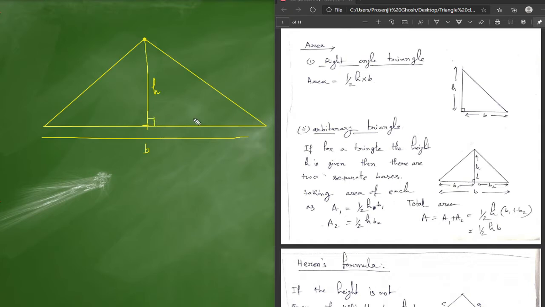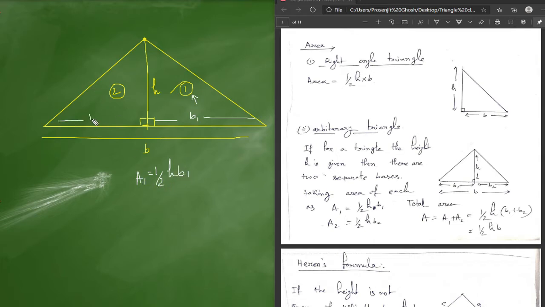We know that this line is perpendicular to the base. That means now we have two right angle triangles. For each of those right angle triangles, let me find the area first. Let me change the color, white. First I'm doing number 1. I'm taking this one as B1, from here to here. So what should be the area of the first? A1 equal to half of H into B1, according to the last formula.